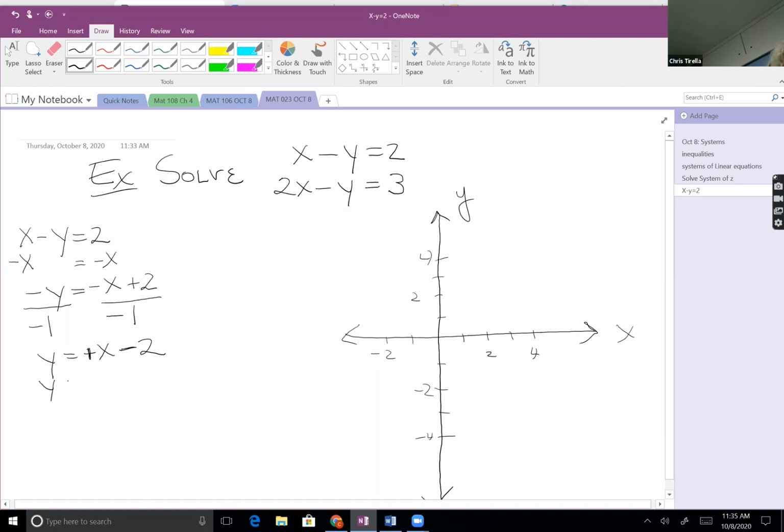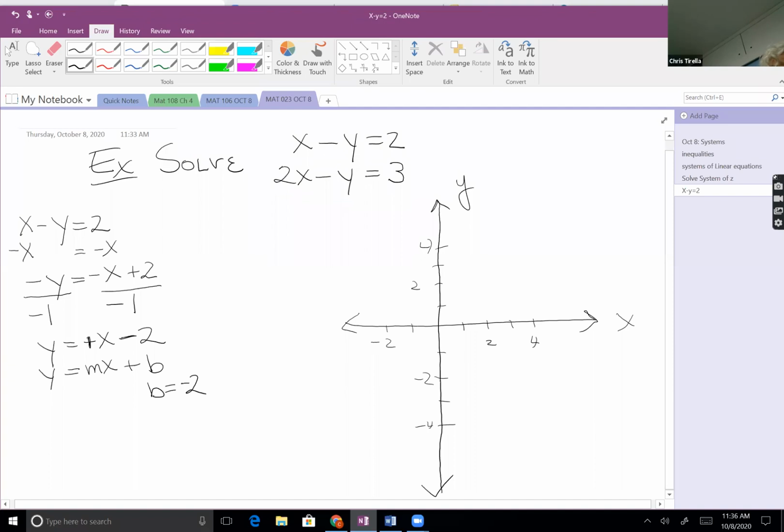When I compare that to my y equals mx plus b, going in alphabetical order, does everybody see that b is negative 2? So this line is going to begin at negative 2 on my y-axis. And then looking, there's no value for m, so m is 1. I always want to change that into a fraction. So that's 1 over 1.